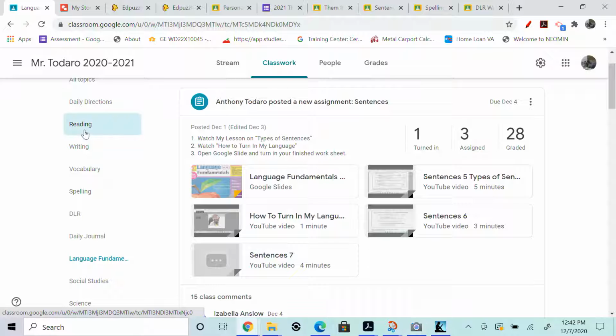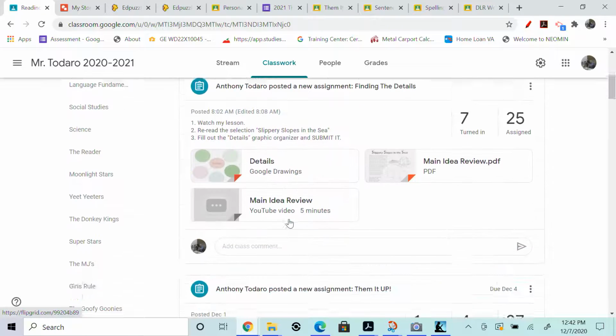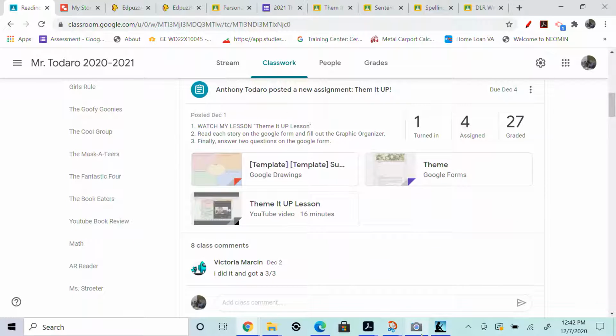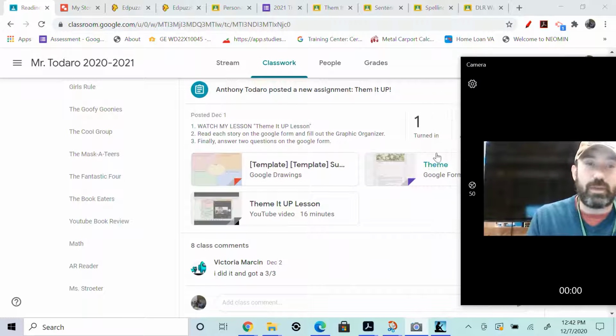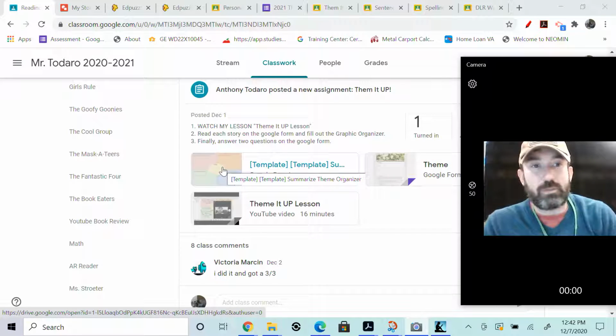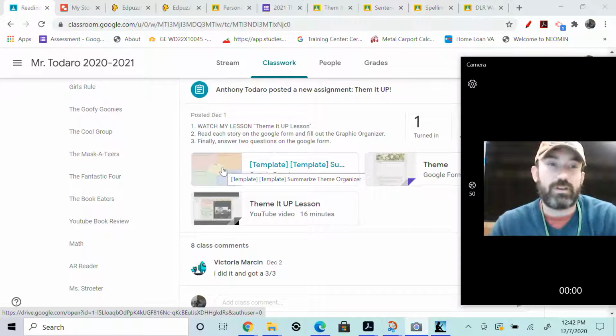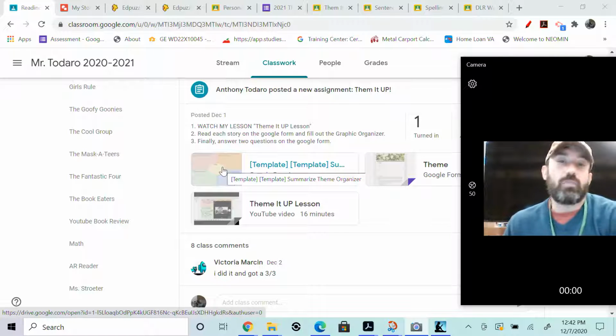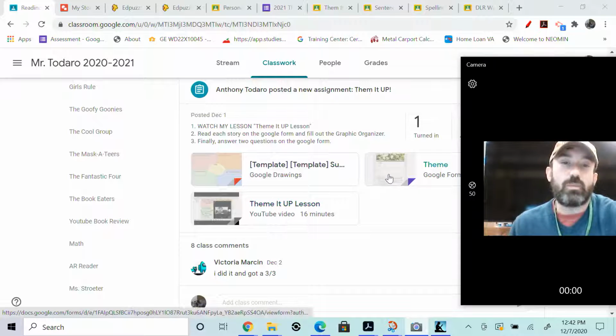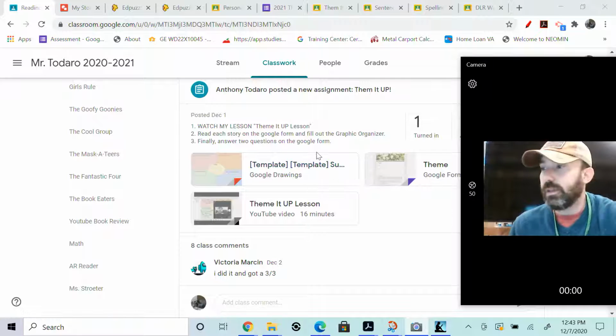That's reading. What I did was I read these two stories that are in this Google form here. I read these to them, okay? And then I modeled how to fill out a graphic organizer dealing with theme. You know, what was the problem? Did they solve it? How did they change? What did they learn? Character. I want her to watch this video, this lesson, and she'll be able to do these two things, okay? All right, I need that to get done.